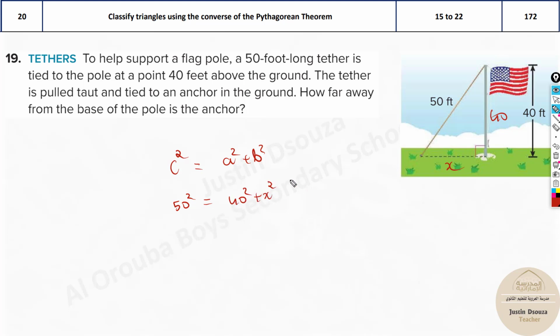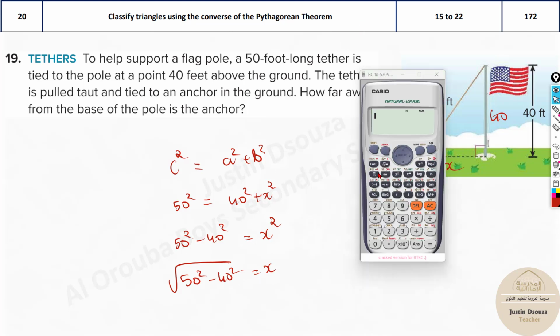Don't put it directly in the calculator because it's a writing exam. You need to write in detail. Now take this to the other side. It will be 50 square minus 40 square equals x square. Now you need to take the square root of this. Now you can just put it in the calculator and find the x value. Just put the square root of 50 square minus 40 square. The answer is 30, and that's the x value over here. X is 30.